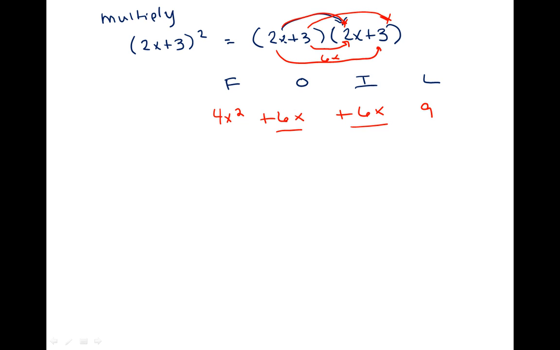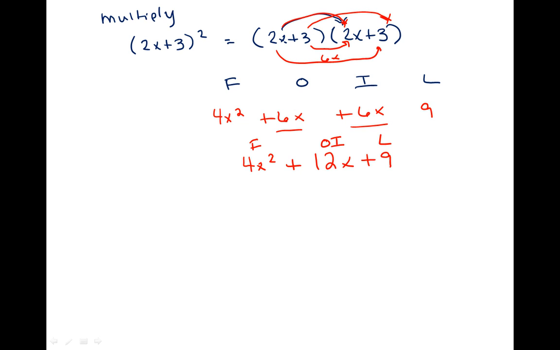What do you get when you add those two together? 6x plus 6x. Hopefully you're telling yourself 12x. Drop down your positive 9, drop down your 4x squared. So this came from your F, this came from your L. Your outer and inner combined gave you 12x. So these are what we're going to be factoring next.